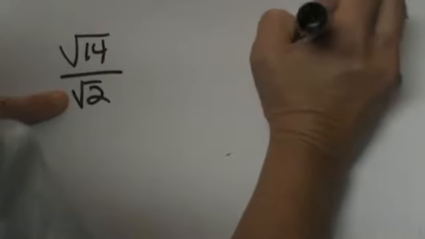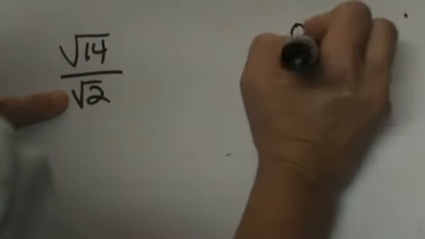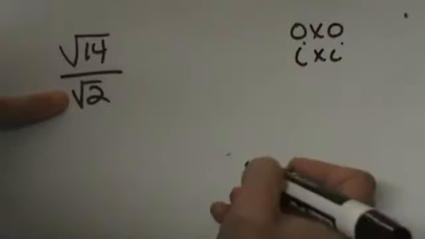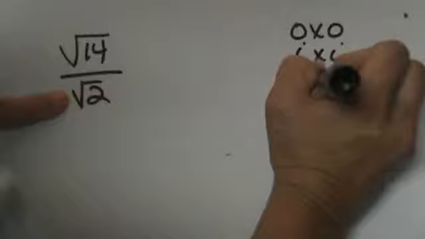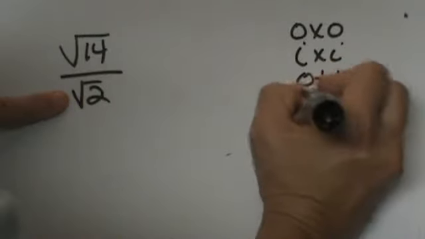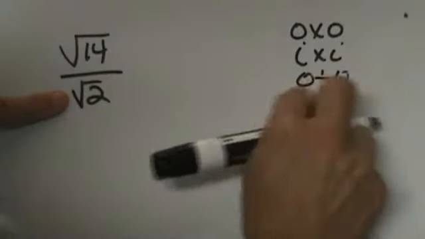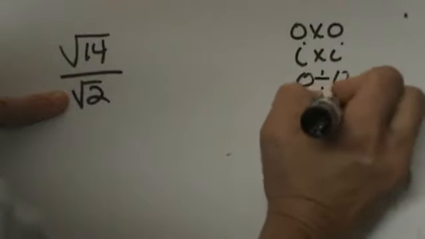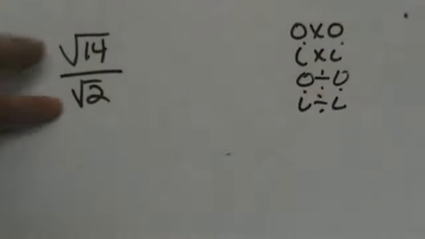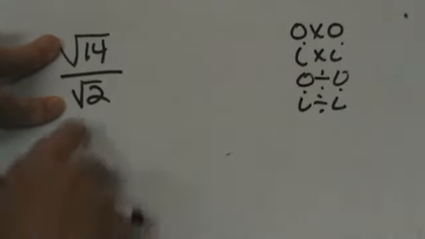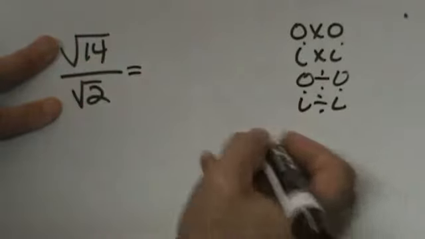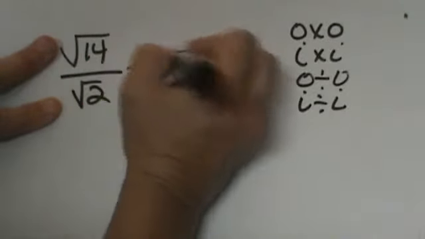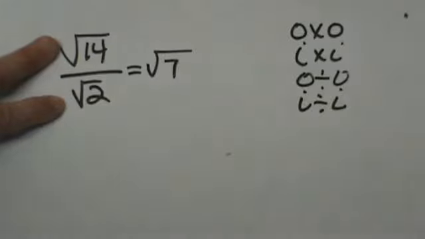Remember the rule we had: outside times outside and inside times inside. The same rule applies when you're dividing because that's the same type of operation. If it's outside, you can divide it by an outside. If it's inside, you can divide it by an inside, the radical. So since these two are both inside the radical, I can actually just divide those. Okay, so I can take 14 divided by 2, and the answer has to remain inside the radical. So that ends up being the square root of 7.